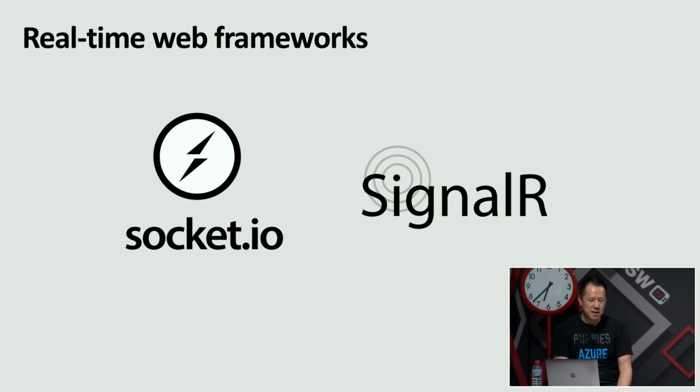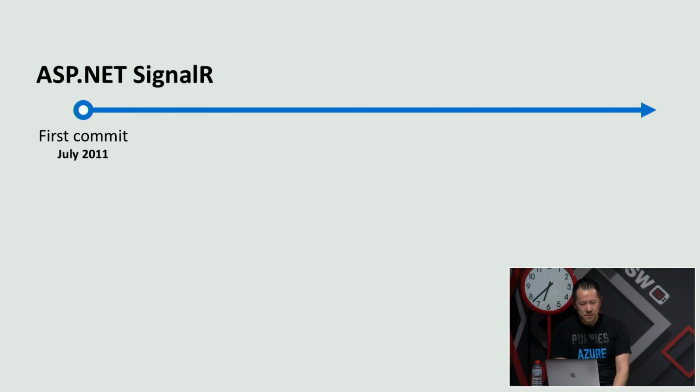There's 2 main real-time web frameworks out there. Socket.io is probably the most common one, on the Node.js stack. And for ASP.NET and ASP.NET Core, we have SignalR. SignalR was first created in July 2011 by Damian Edwards and David Fowler. And I heard that Damian is quite the legend here from Adam.